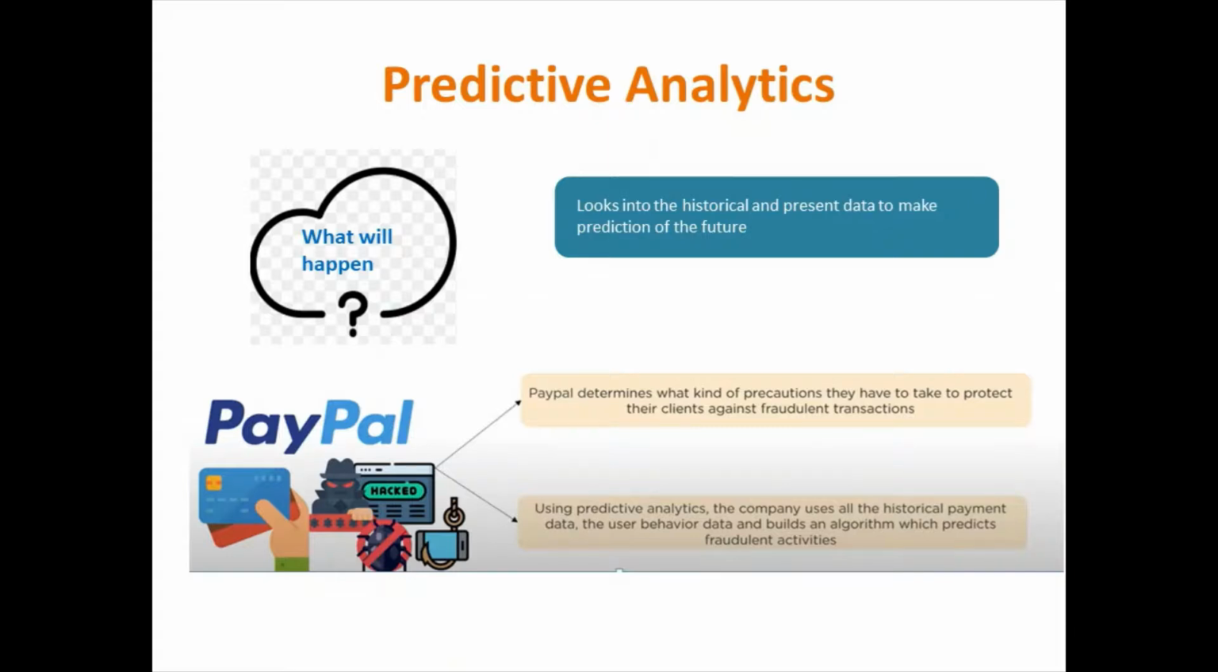We can see here an example of PayPal. PayPal determines what kind of precautions they have to take to protect their clients against fraudulent transactions. Using predictive analytics, the company uses all the historical payments data and the user behavior data, and builds an algorithm which predicts fraudulent activities.